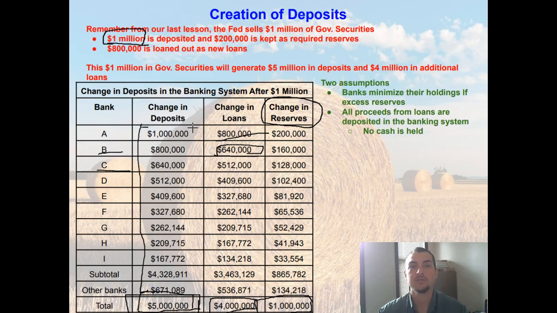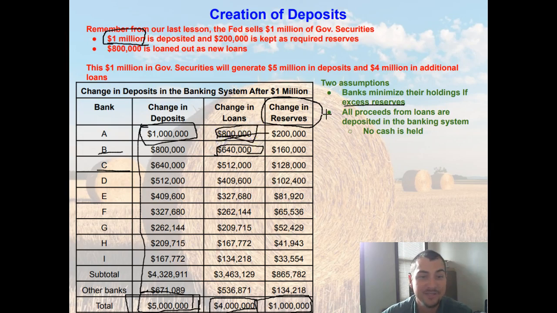But all of this relies on two main assumptions. The first main assumption is that the banks minimize their holdings in excess reserves. Basically, the banks are trying to loan out as much money as they can in order to make as much profit. Bank A, even though they have $1 million in deposits, doesn't have to loan out $800,000. They could loan out $750,000. But they are trying to minimize their holdings in excess reserves, so they loan out the full amount.